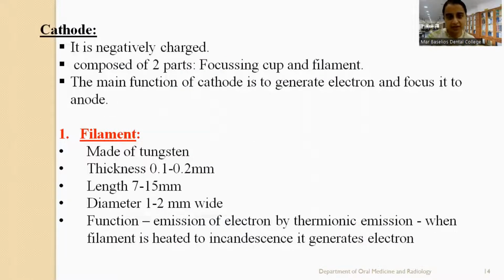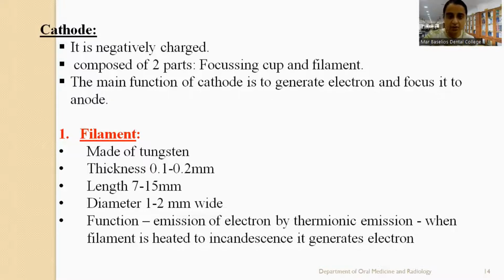Cathode is negatively charged. It is composed of the focusing cup and the filament. The main function of the cathode is to generate electrons and to focus them to the anode. Cathode is made up of tungsten. It has a thickness of 0.1 to 0.2 millimeters, with a length of 7 to 15 millimeters and a diameter of 1 to 2 millimeters.